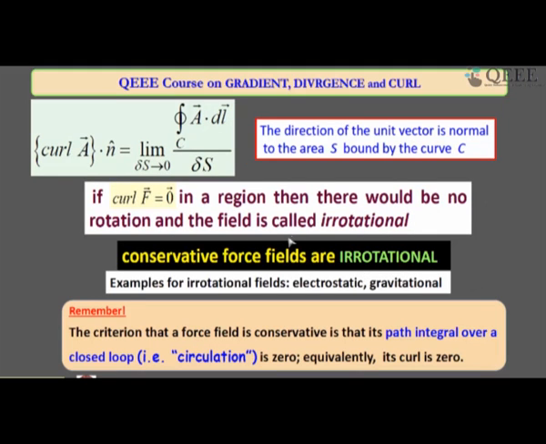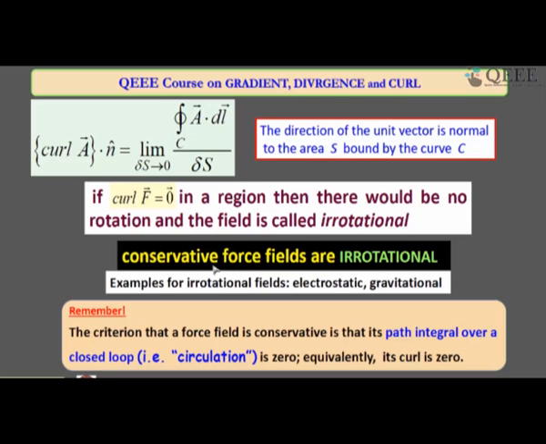Now, immediately we come to a physics example. Conservative force fields are irrotational. Examples for conservative force fields are electrostatic and gravitational. That should remind you of something which I said in the first class about conservative force fields. What did I say? I said for conservative force fields, you can define a scalar potential and write the force as the negative gradient of the scalar.